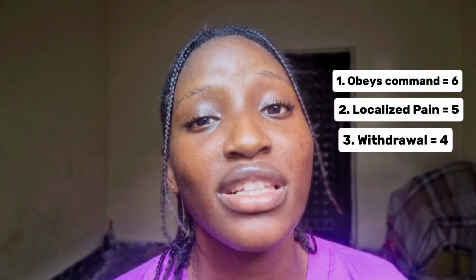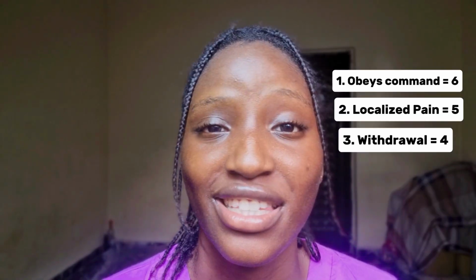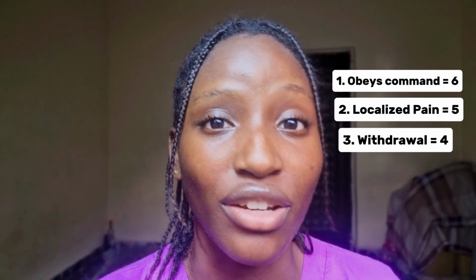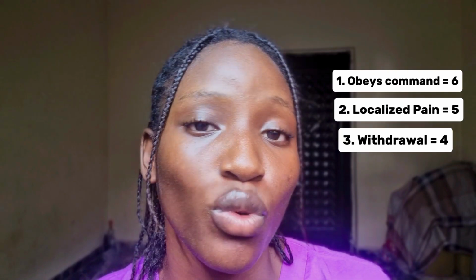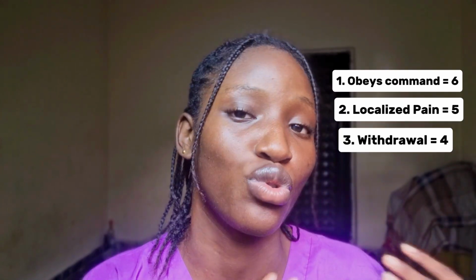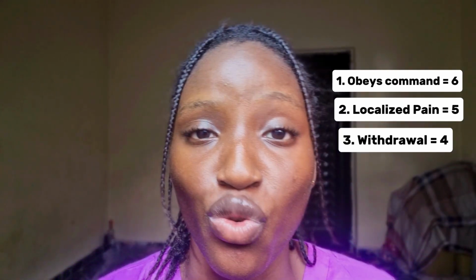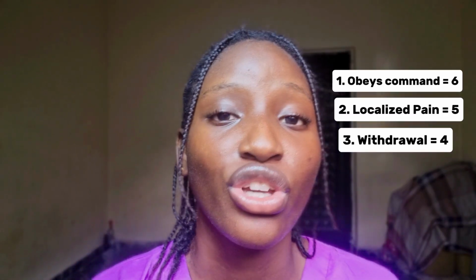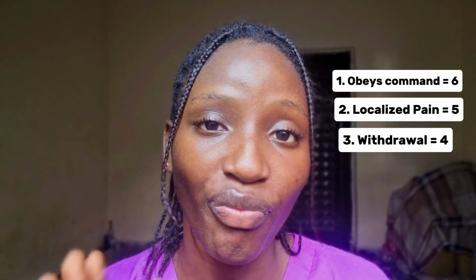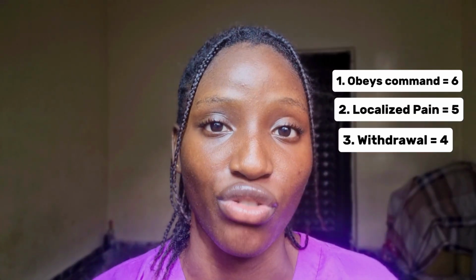The next action is withdrawal from pain. When you apply the pain stimulus and your patient cannot localize it, they obviously cannot remove your hand from the pain, but they try to move away from it. They try to shift away from the source of the pain. That's them trying to withdraw from the pain. Perhaps they want to pull their hand back, or they want to pull their shoulder away from you. That's withdrawal. So if a patient is able to withdraw from the pain, you're going to give your patient a score of 4 because they're able to withdraw from the pain.